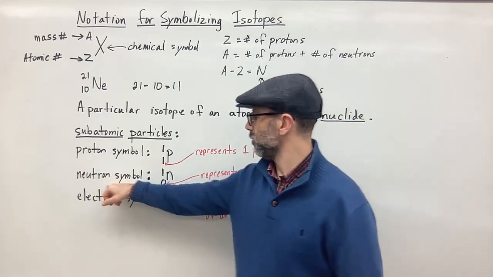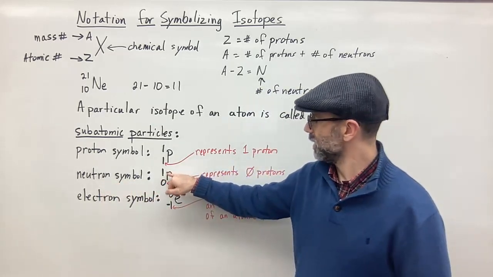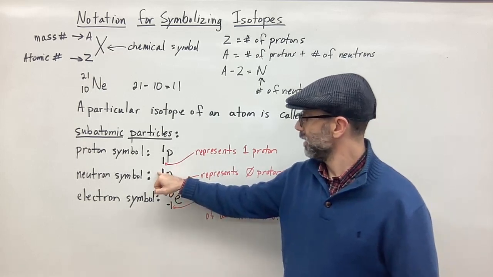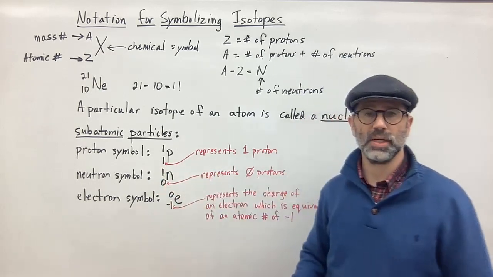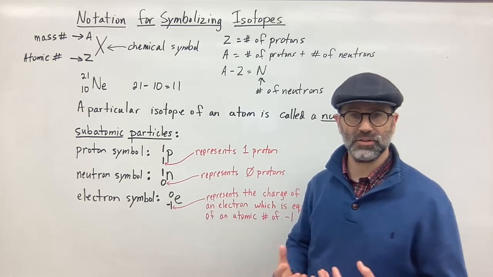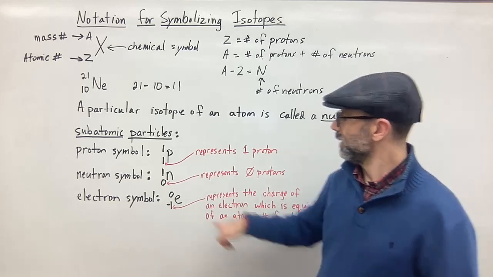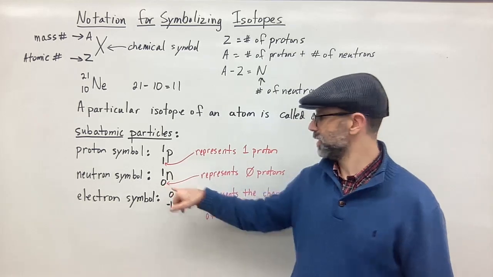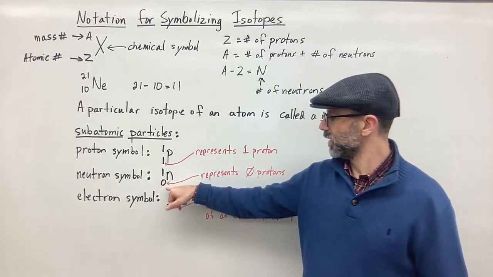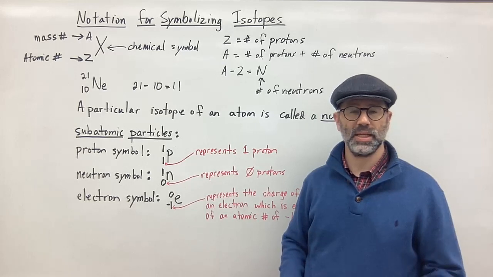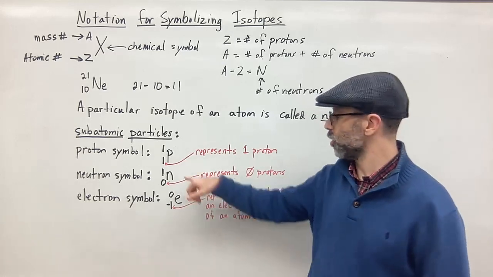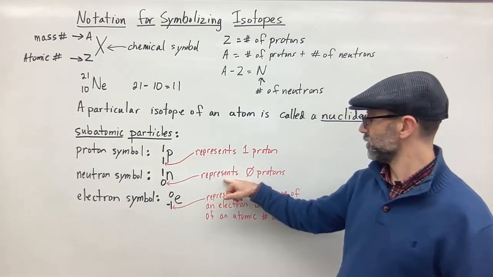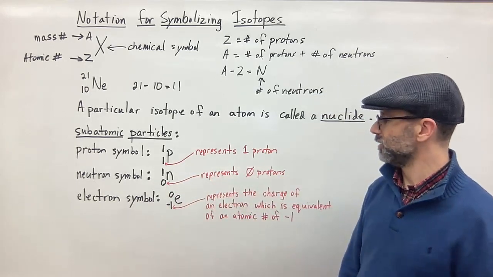The neutron symbol is going to be the small n, with again a top number of 1, because the mass is 1 AMU. And then here we have 0 for the atomic number. That's because if we're thinking about the atomic number being the number of protons, well, there are no protons here. It's just a neutron. So that's going to be 0. So that represents 0 protons.